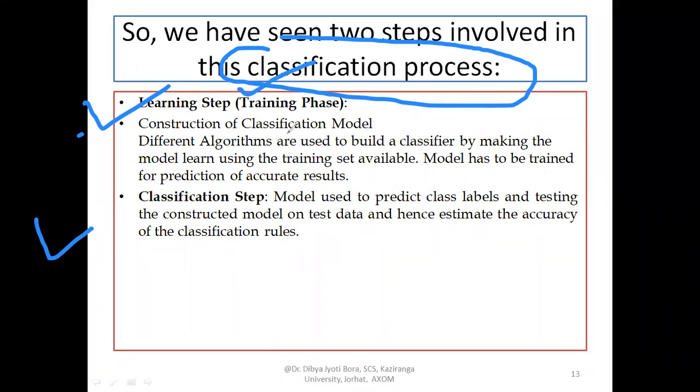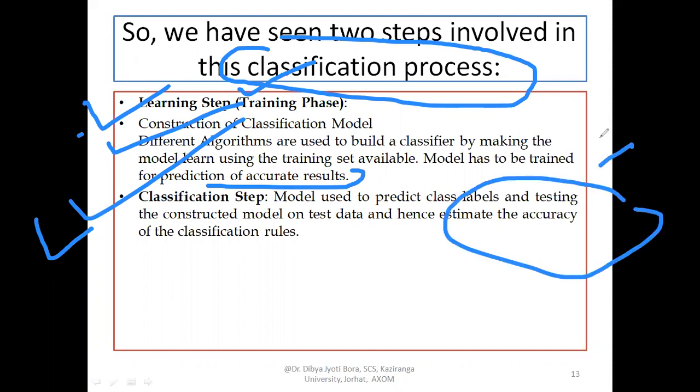The construction of classification algorithm, different algorithms are used to build a classifier by making the model learn using the training set available. Model has to be trained for prediction of accurate results. I think no more explanation needed. You got it exactly. Then classification state, model is to predict class labels, testing the constructed model on the test data, and hence estimate the accuracy of the classification rules. राइट.